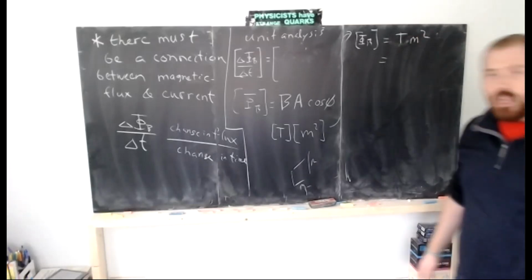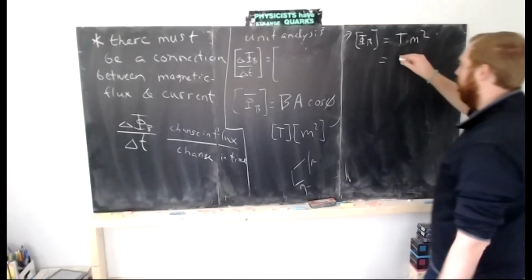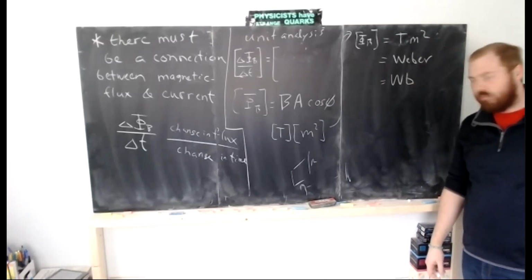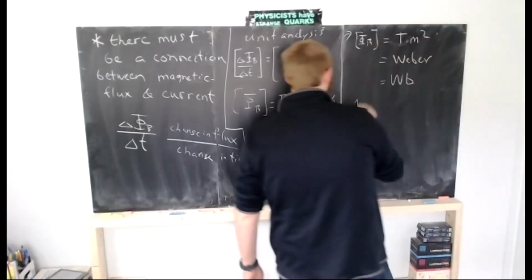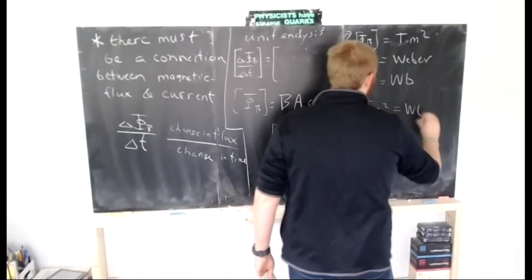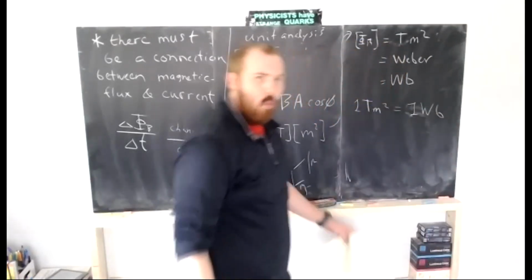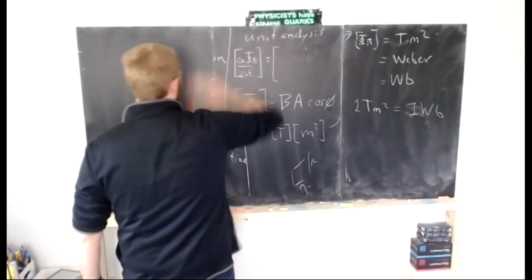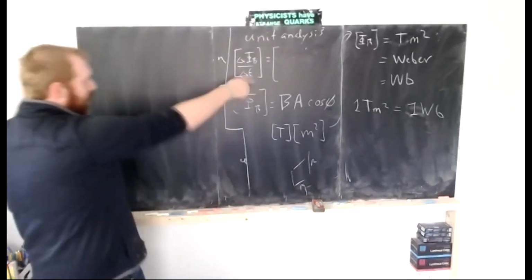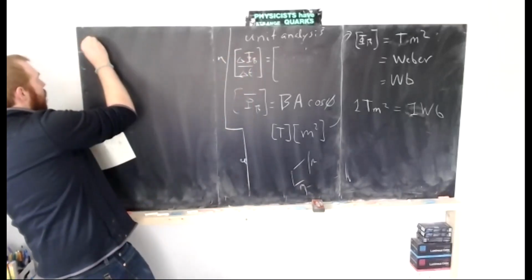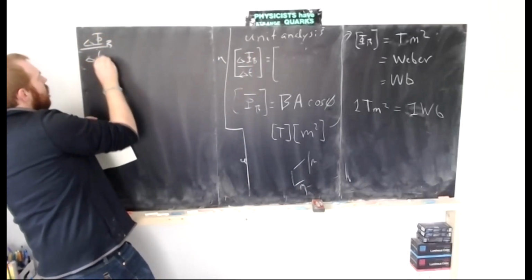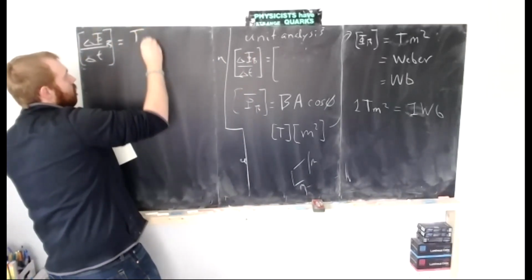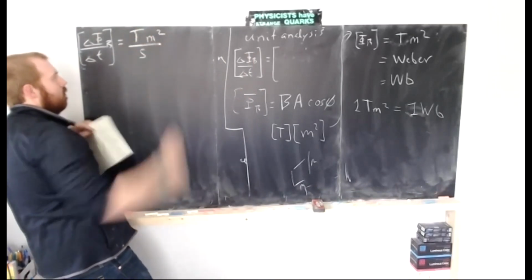I won't focus on this, but I should give it to you because what a lot of people do is they call this a Weber, which they call Wb. I prefer Tesla meter squared, but a lot of resources like to define the Weber as the magnetic flux. Right. So back on the task at hand, what is the units of change in flux over change in time? Delta phi B over delta t. This is a Tesla meter squared over change in time, that's a second.